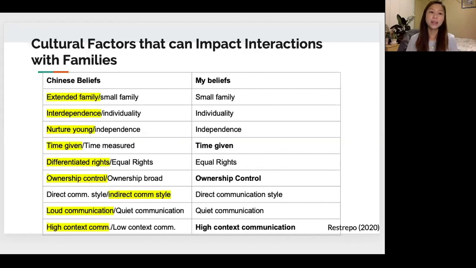As you can see, there are only three overlapping beliefs that I have with what the internet might think are the Chinese beliefs. Those include time given, ownership control, and high context communication. I guess my case is somewhat different, as Hong Kong was a colony of the UK for 99 years, which might have had some impact on the values that my parents have adopted when raising me.